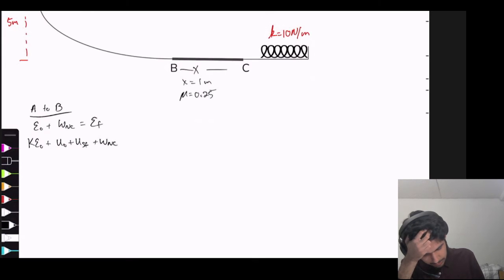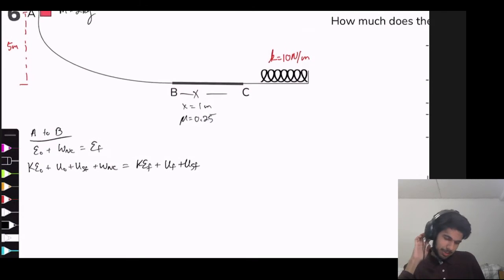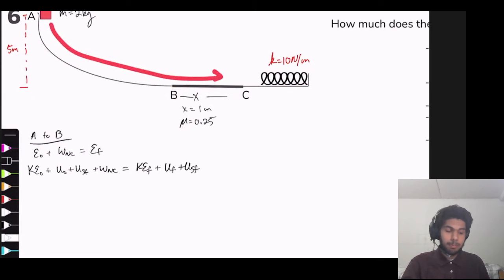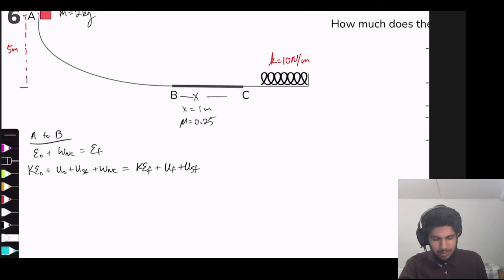Work non-conservative equals kinetic energy final plus U final plus U spring final. And now comes my favorite part, which is determining which quantities go to 0. But even before that, if we're doing conservation of energy, we have to define what our h equals 0 line is. And, well, this surface here is flat, and everything occurs on or above that surface. So, at least for me, I'm just going to define this to be my h equals 0 line.